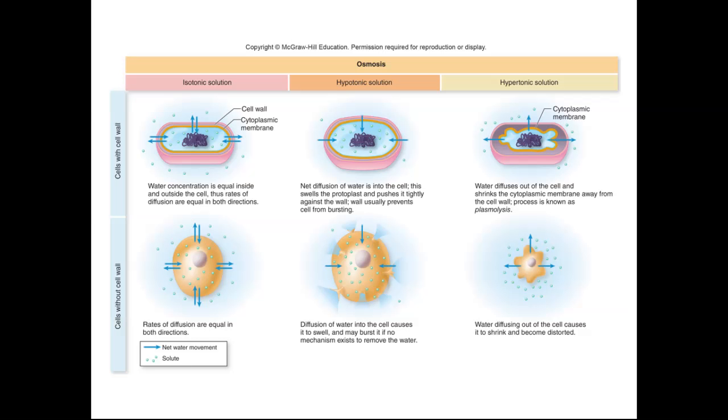Now, if there is no cell wall, the cell is going to become visibly smaller as it loses water. If there is a cell wall, the cell wall will remain the same size, but the cell membrane within the cell wall is going to shrivel up for those organisms that have the cell walls.